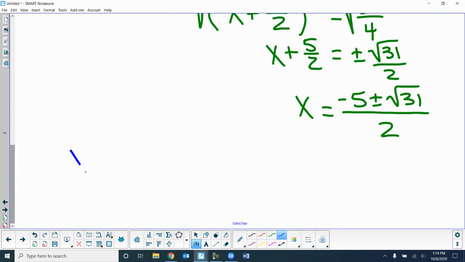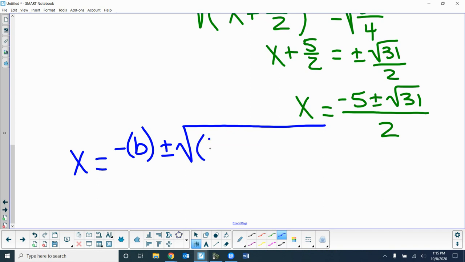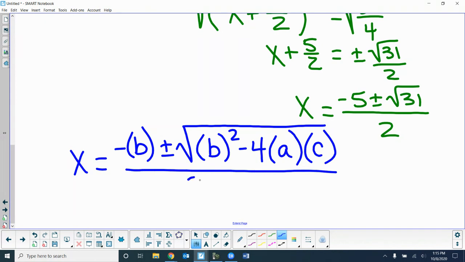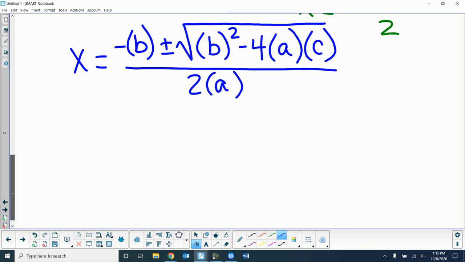Quadratic formula. Negative b plus or minus the square root of b squared minus 4 times a times c over 2 times a. I like to put the parentheses around them. That way I don't mess up my signs when I put it in the calculator. Okay, but you don't have to have those parentheses if you don't want. Just remember, when you square a negative, the answer is a what? Positive, right, Nikki? Negative 5 times negative 5 is still positive 25, right?